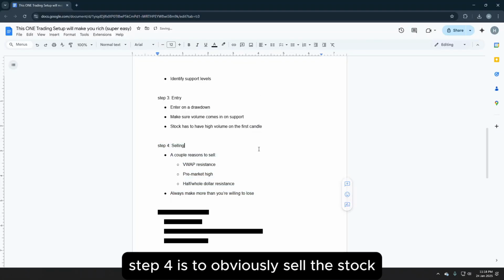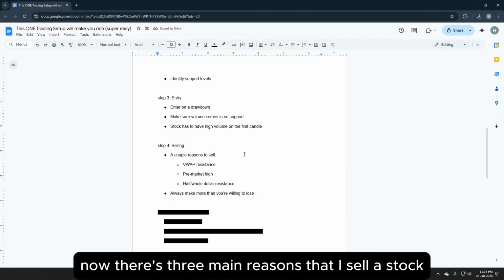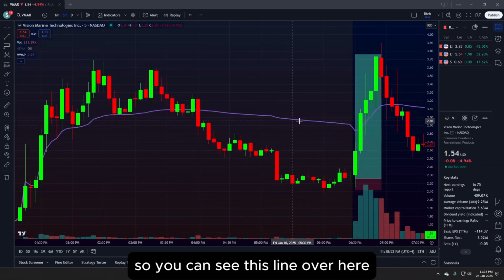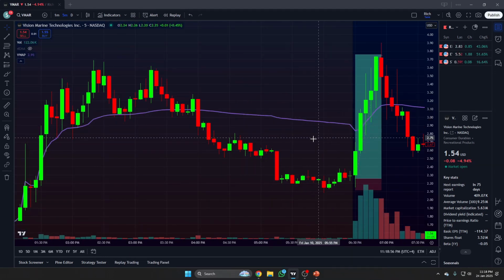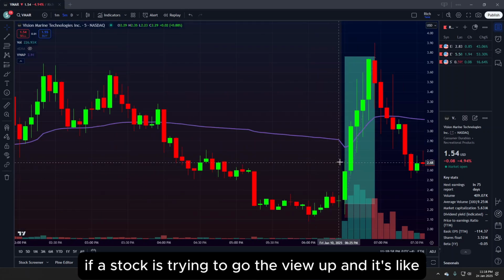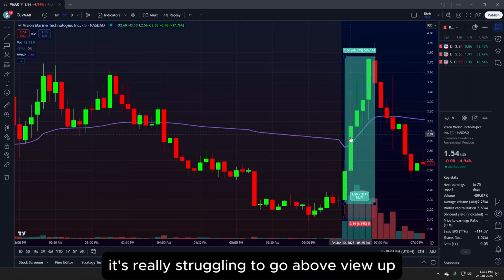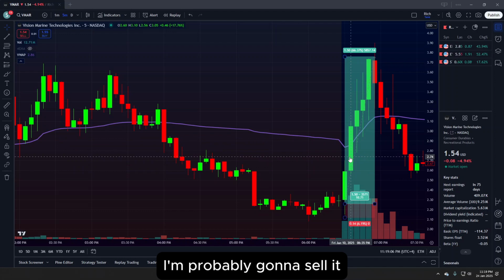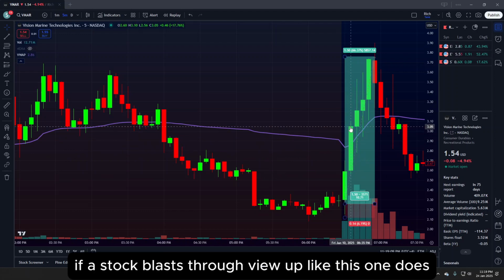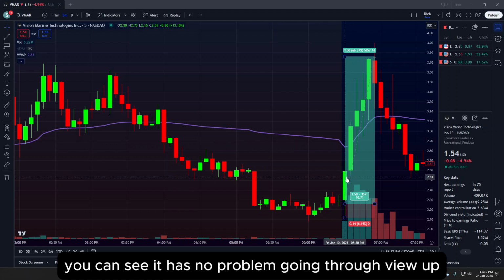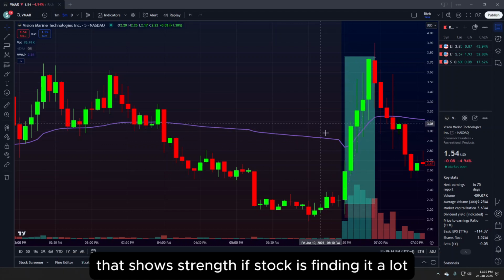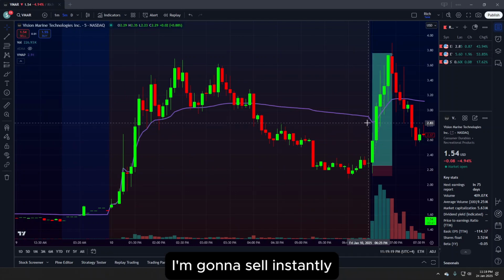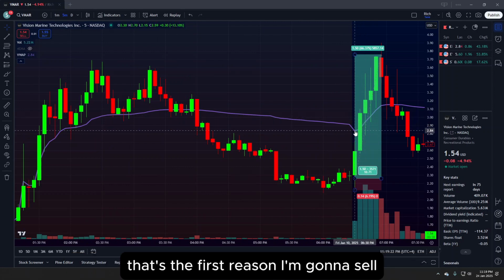Step 4 is to obviously sell the stock. Now there's 3 main reasons that I sell a stock. The first reason is VWAP resistance. So you can see this line over here I've added, the indicator is VWAP. That's how simple it is. If a stock is trying to go to VWAP and it's really struggling to go above VWAP, it's trying, it keeps going down, it keeps going down, I'm probably gonna sell it. If a stock blasts through VWAP like this one does, you can see it has no problem going through VWAP, it closes above VWAP, that's good, that shows strength. If a stock is finding it very difficult to go above VWAP, I'm gonna sell. Instantly, I'm gonna sell. So that's very important. That's the first reason I'm gonna sell.